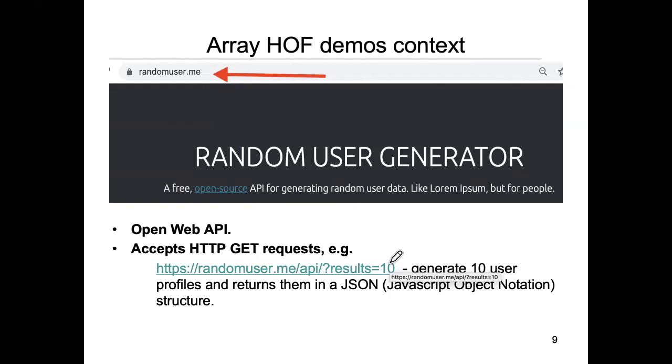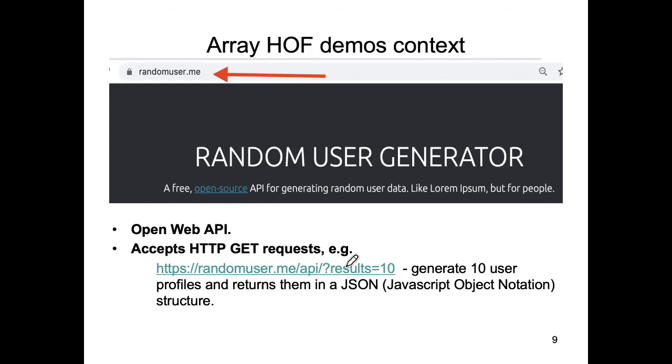And we're going to use this, I shouldn't be calling it a website really. It's actually a web API. It's an open web API that accepts HTTP GET requests of this form. You've got to tell it in the query string how many randomly generated user profiles you're looking for, and it returns that number to you as a JSON data structure.